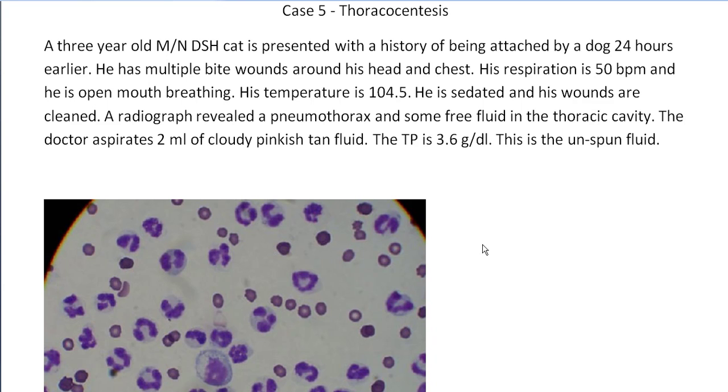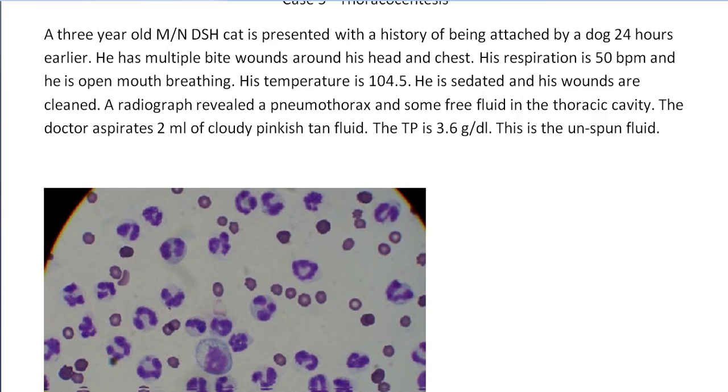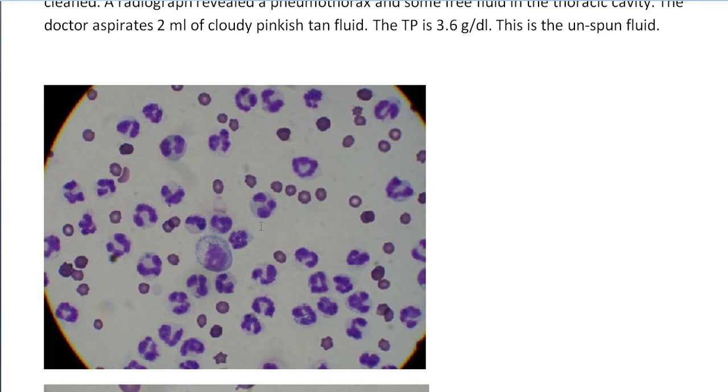The total protein is 3.6. This fluid is not spun at this point. A drop is put on a microscope slide, a squash smear is made, and diff quicked, and this is the fluid cytology. Pretty much like the TARP dog, we know that this is going to be an exudate fluid due to the number of nucleated cells in here.